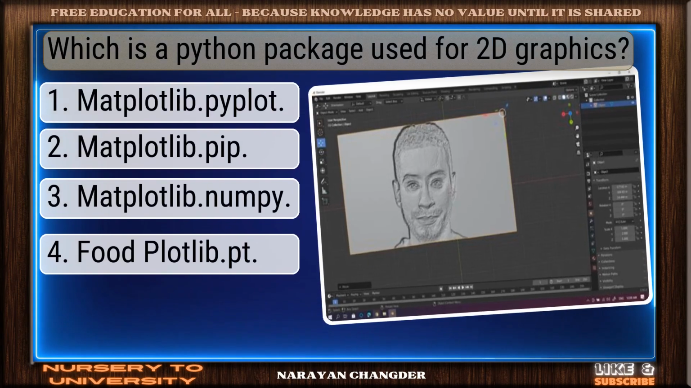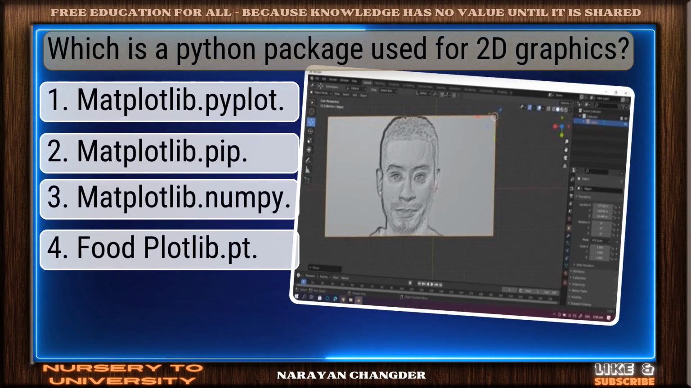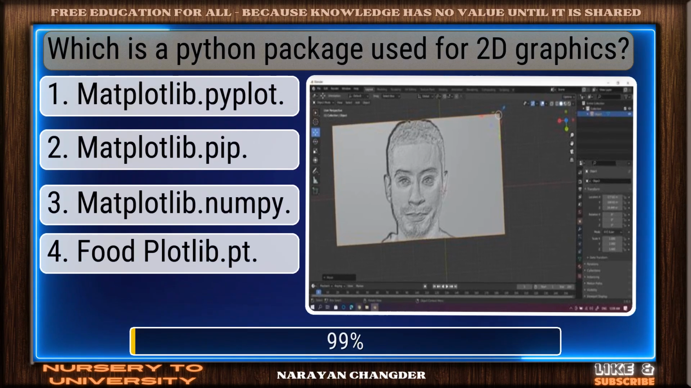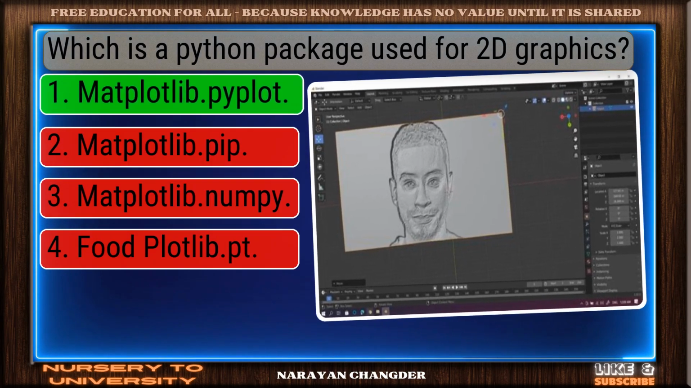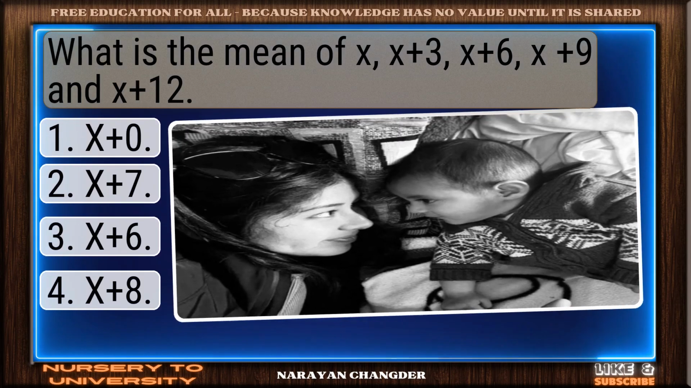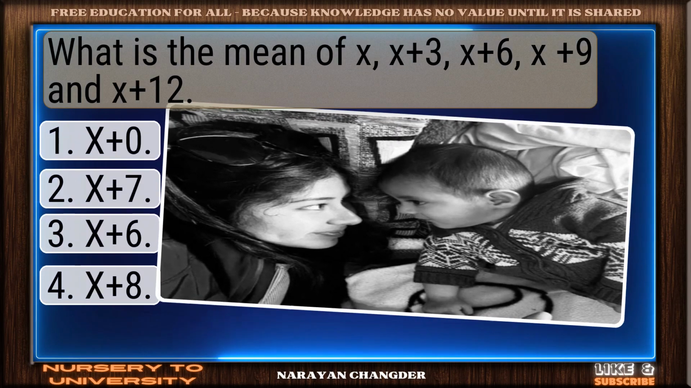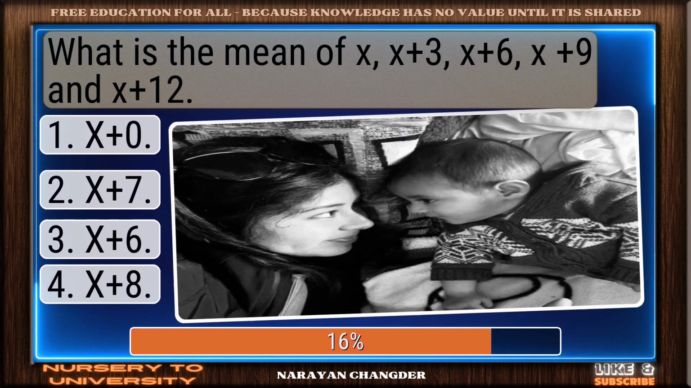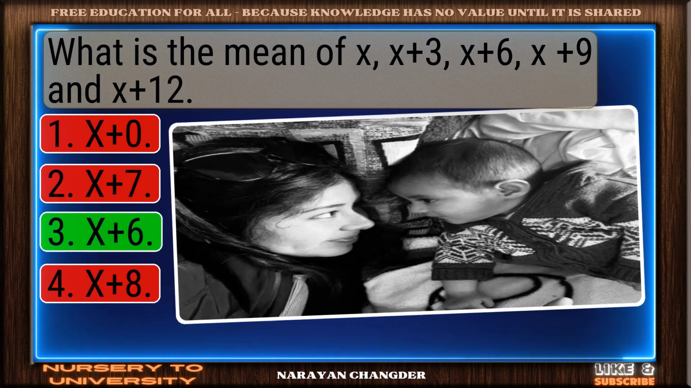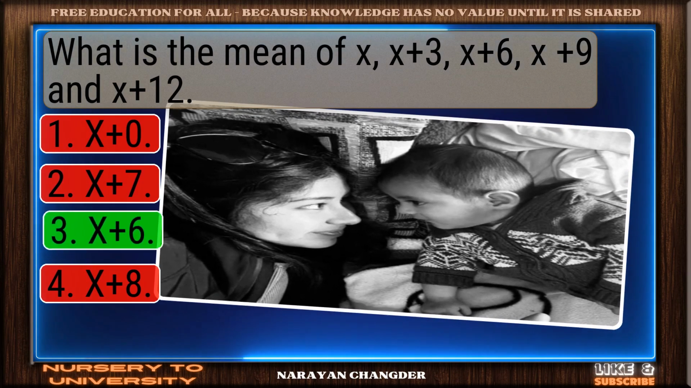Question number 195. Which is a Python package used for 2D graphics? You got it. Your choice, Matplotlib. Pyplot is right. Question number 196. What is the mean of x, x plus 3, x plus 6, x plus 9, x plus 12? You chose x plus 6, and it is correct.